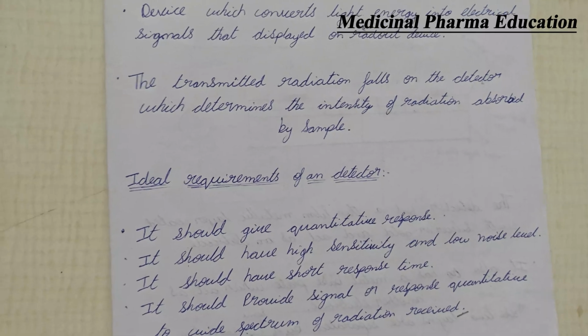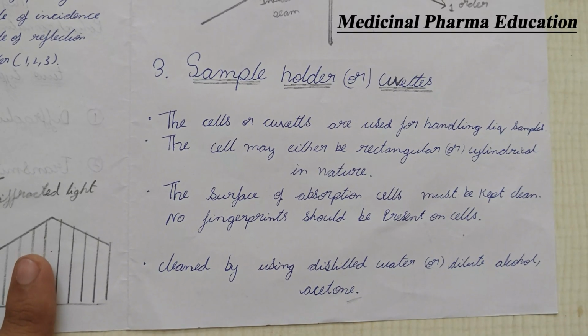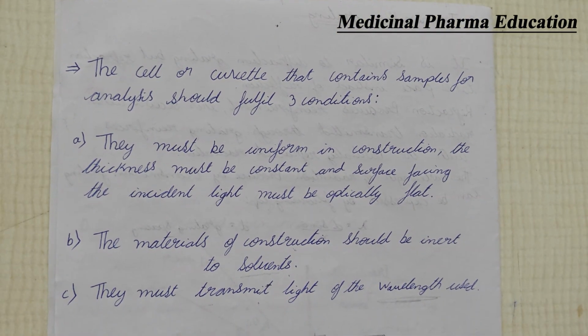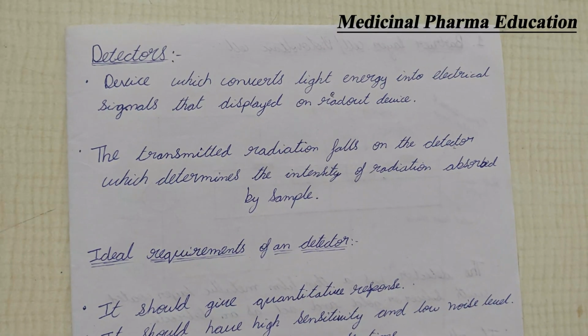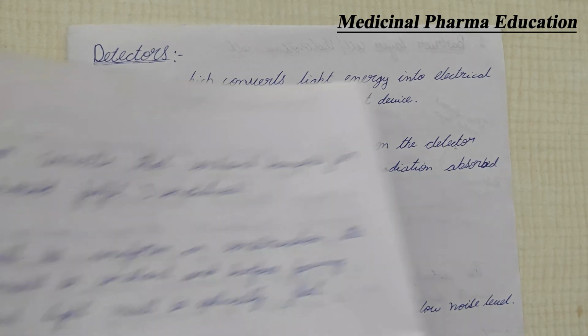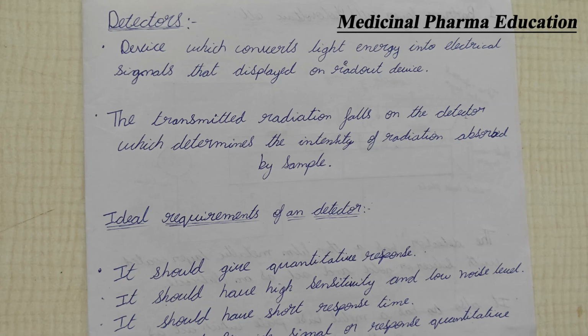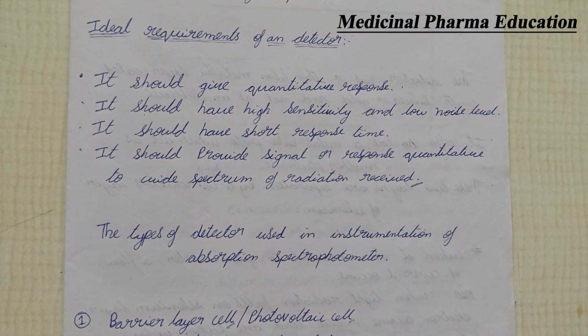I think you've understood the detectors. Let me give you the notes. You can just see, this is the basic sample holder or the cuvette. Next, the conditions followed for the sample cell. These are the properties that should be followed by the cuvette. Next, the detector: ideal properties of the detector.